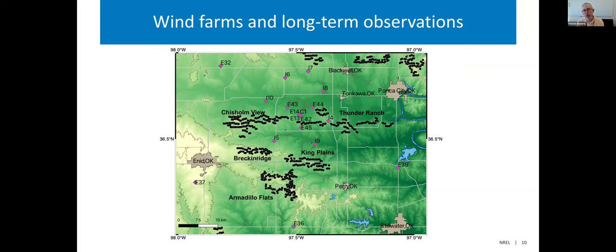One of the reasons that we chose this location was the pre-existence of observations in the area, even before the wind farms were built. A lot of these sites, which are owned and operated by the ARM program, were first developed back in 1992, so there's a long record of observations in this area. The first wind farm built here was the Chisholm View wind farm, the one on the left, and that wasn't built until 2012. So there's roughly 20 years of observations before any wind farms were built. The most recent wind farm here is King Plains, which first became operational in 2022, right at the beginning of the AWAKEN project.